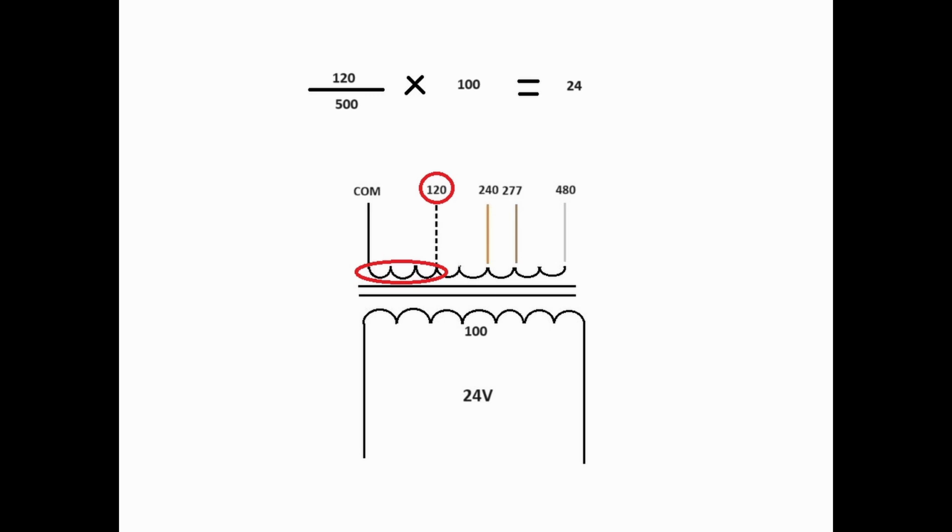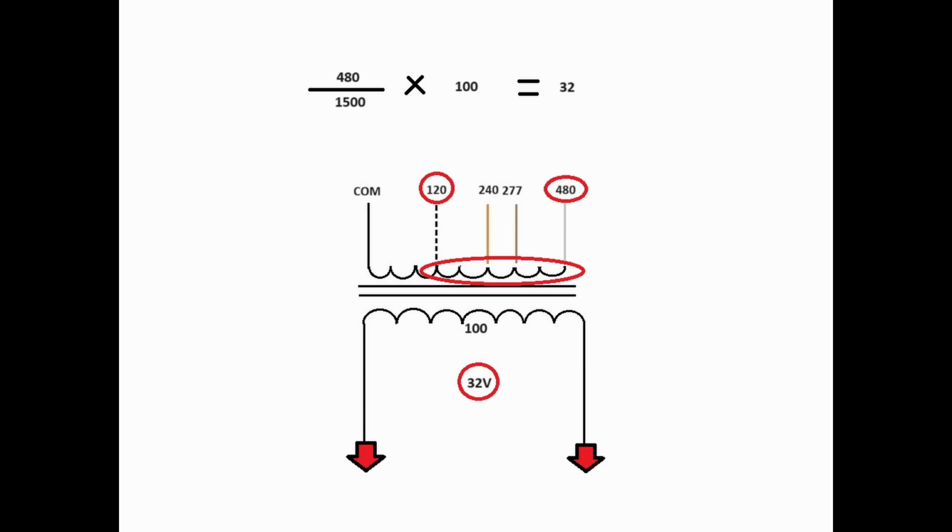But what about our transformer putting out 36 volts? Here's what it looks like if you don't use the common, but instead use the 120 tap and put 480 volts through 1500 primary windings. The math works out to 32 volts coming out the secondary side.